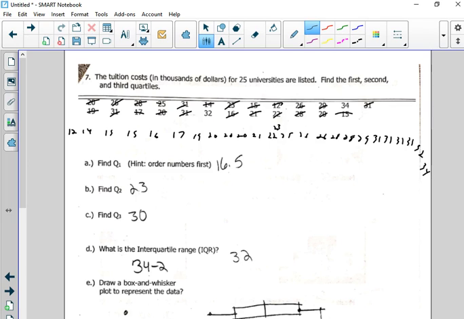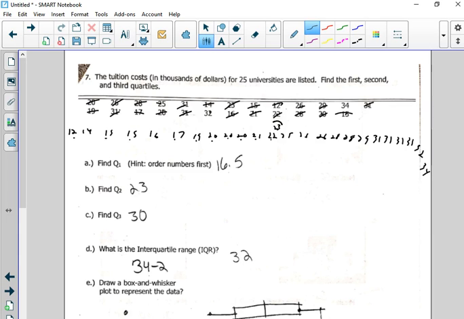Okay, so finding Q1. Well, first you've got to find the middle. So how many are there? There's 2, 4, 6, 8, 10, 12, 14, 16, 18, 20, 22, 24, 25. 25 is nice, an odd number. That means 12 on one side, 12 on the other, and a middle number. So 1, 2, 3, 4, 5, 6, 7, 8, 9, 10, 11, 12.